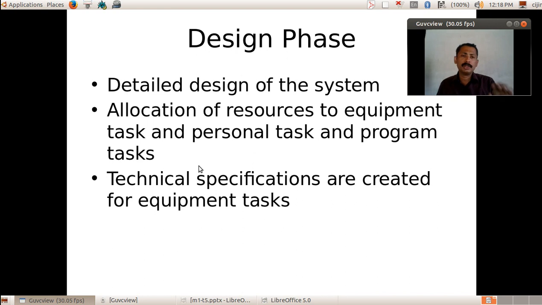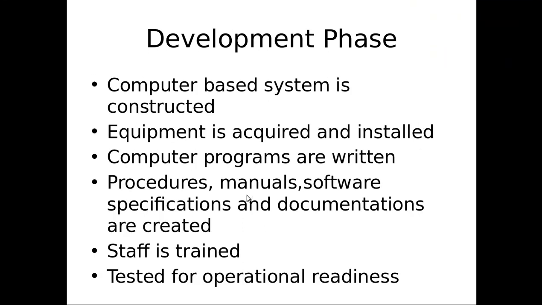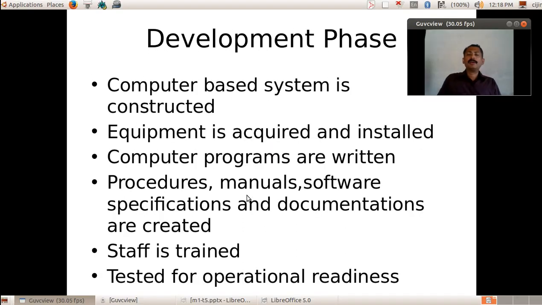So we need to decide which all parameters have to be considered. And in the development phase, we will be developing the system. As I told you, we are actually constructing the system in the development phase. So we'll be buying equipments, we'll be writing programs, we'll be writing procedures and functions, software specifications. Then we will be creating help files, how to use this system. That is documentation, how to use this system.